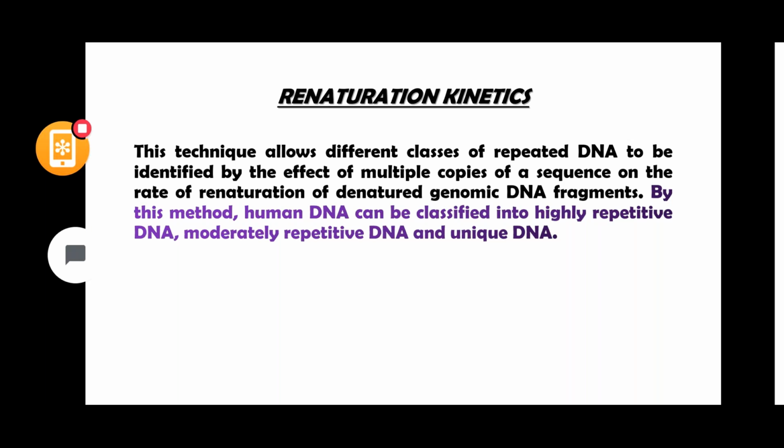These techniques allow different classes of repeated DNA to be identified by the effect of multiple copies of a sequence present on the DNA, and on the rate of renaturation of denatured genomic DNA fragments. By this method we have identified and classified, as I've already told you, highly repetitive DNA, moderately repetitive DNA, and unique DNA sequences. In this way we have classified non-repetitive DNA and repetitive DNA, right?